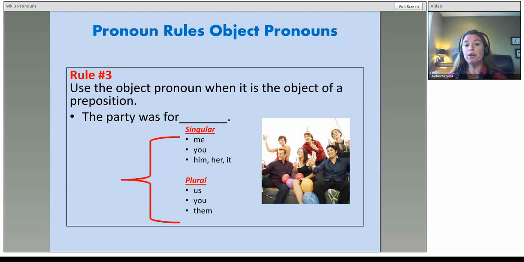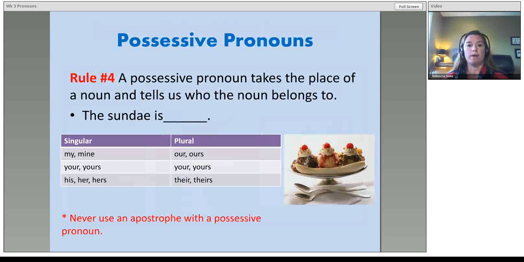Our third rule is use the object pronoun when it is the object of a preposition. So we have great long lists of prepositions. In this example, we're using the preposition for. The party was for blank. We could put a noun there, or we could substitute a noun for one of our many object pronouns: me, you, him, her, it, us, you, them. The party was for them. The party was for me, and so on.